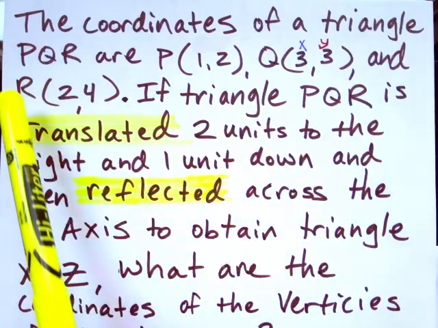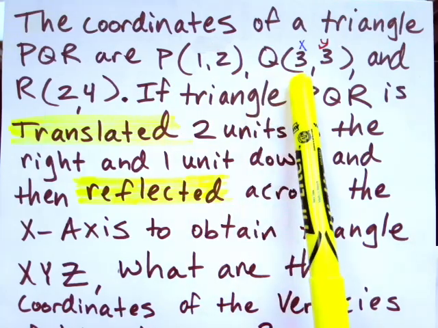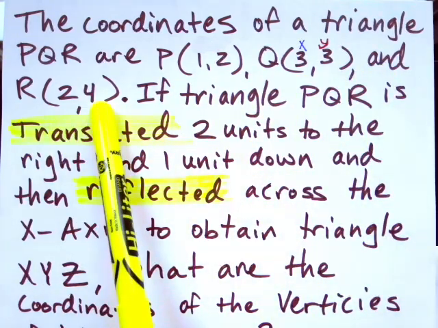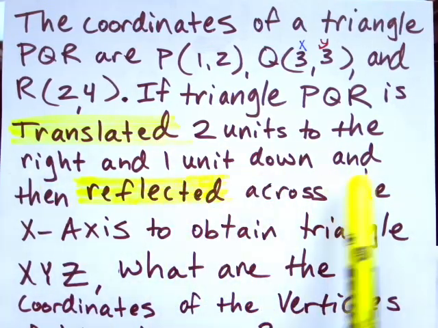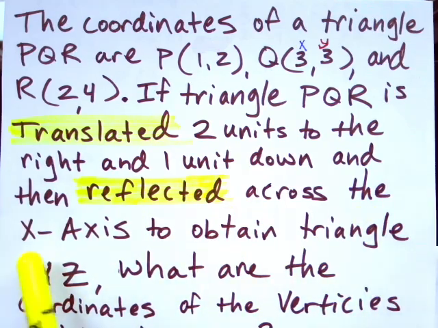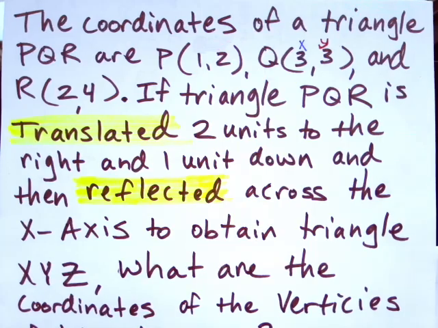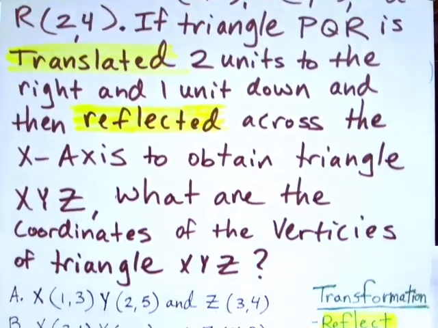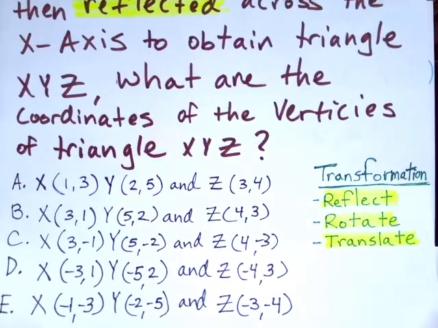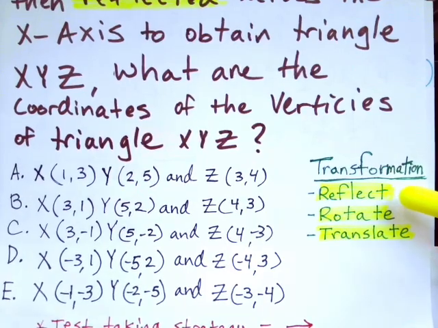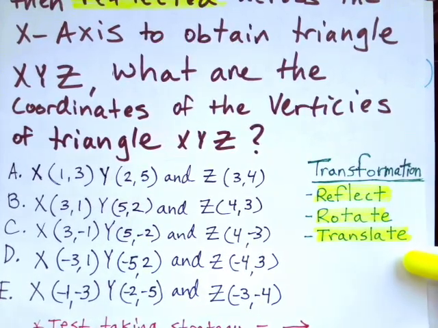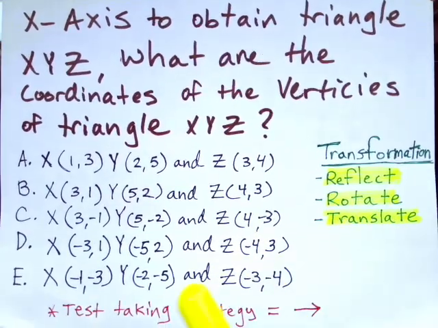So the coordinates of a triangle PQR are P is 1 and 2, Q is 3 and 3, and R is 2 and 4. If the triangle PQR is translated 2 units to the right and 1 unit down and then reflected across the x-axis to obtain triangle XYZ, what are the coordinates of the vertices of triangle X, Y, and Z? So in review, here are the options. Remember, transformations with an S consist of reflection, rotation, and translation. The options are A, B, C, D, and E.